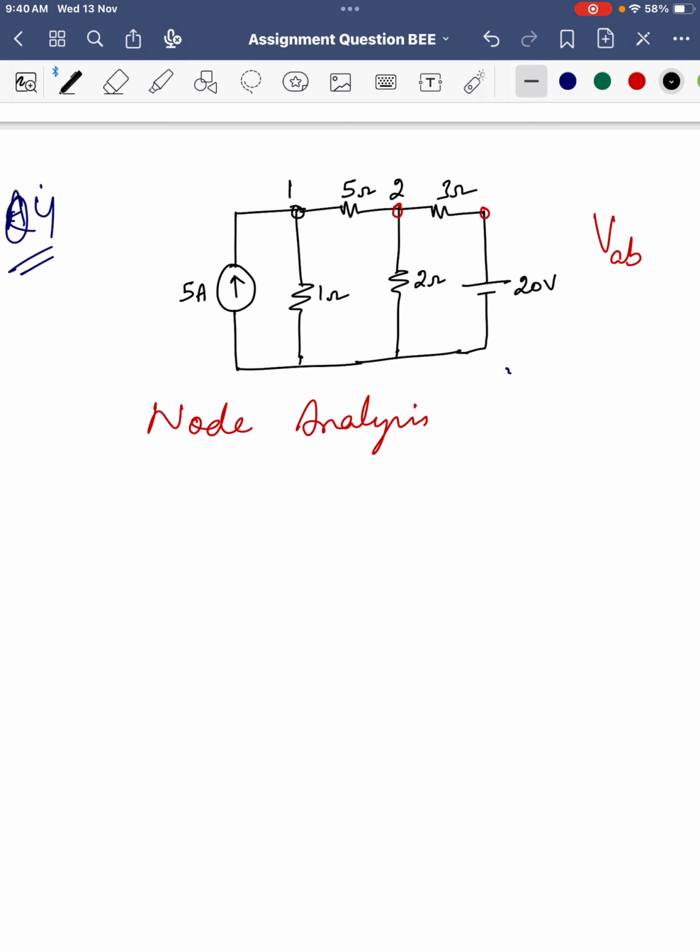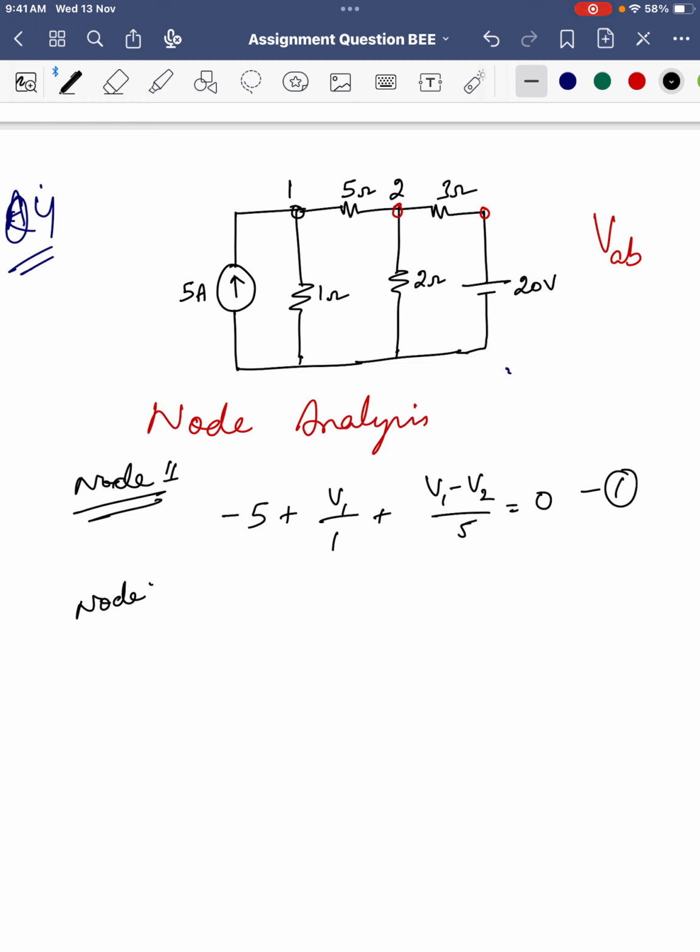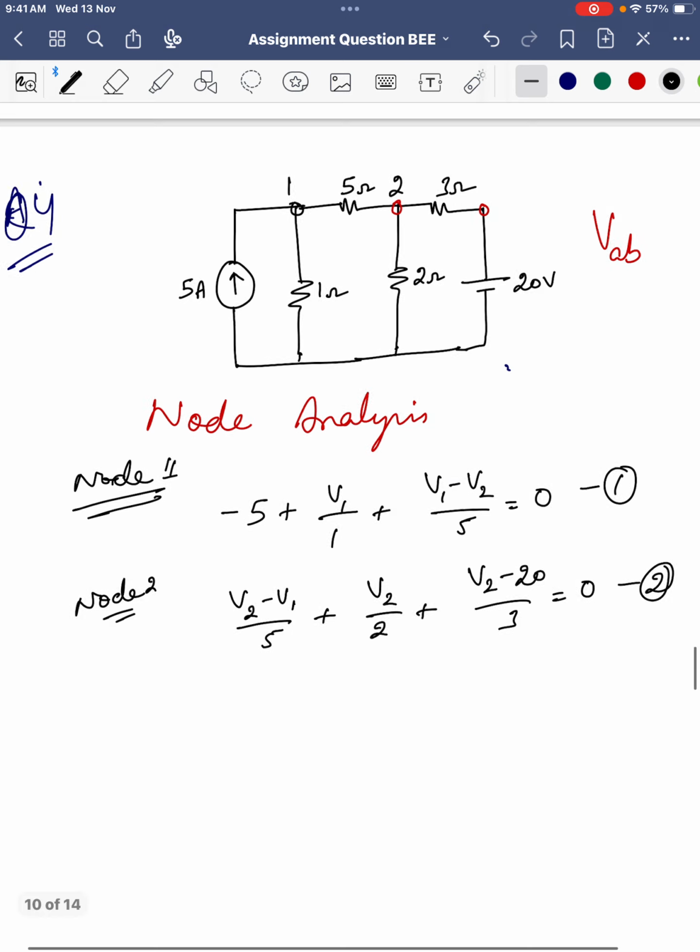So solving this, we can write for node 1 this equation, that is minus 5 plus V1 by 1 plus V1 minus V2 by 5 is equal to 0. Second equation for node 2, we have V2 minus V1 by 5 plus V2 by 2 plus V2 minus 20 by 3 is equal to 0. These two.